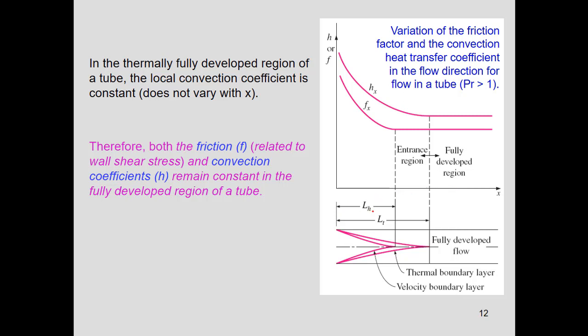Usually we are interested in calculating L_H, which was the hydrodynamic entrance region, or L_T, the thermal entrance region. So we are interested in these two lengths. Then by knowing these lengths, we can find h, and we can assume h is constant. Also for friction we have the same trend. The friction for the fully developed region is constant. These two are important, and we can use these two assumptions for our calculation.